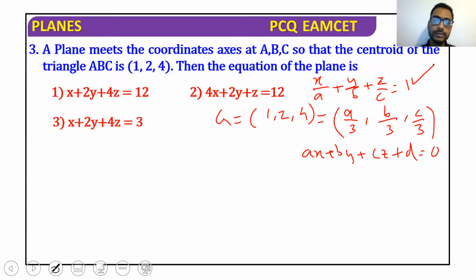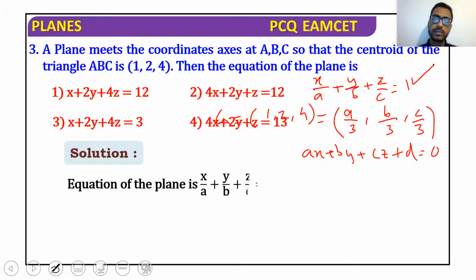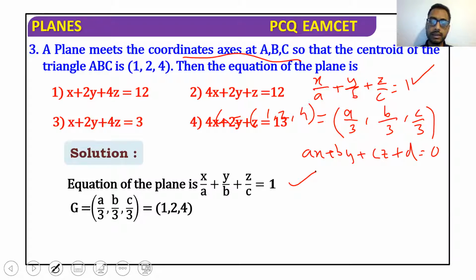Okay, let's see the solution. So for the equation of the plane, it is given that it meets the coordinate axes at A, B, C. Therefore, we are using the intercept form of the plane, x by a plus y by b plus z by c is equal to 1. The centroid of the triangle is going to be a by 3, b by 3 and c by 3.